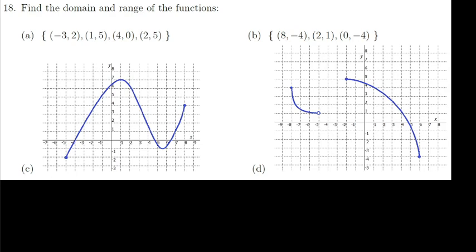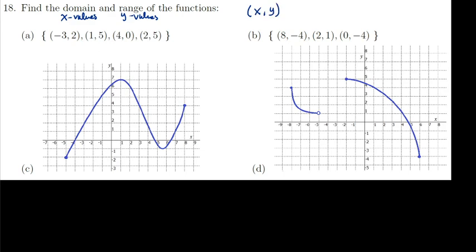Right, number 18, find the domain and range of the following functions. So here we're assuming they're functions, and we just want to find the domain and range. So you have to know what domain is and what range is, right? So domain, we're looking for the x values, the x coordinates, and the range we're looking for the y values, the y coordinates, right? And at least in part A and B, when they're given as x and y, right, x comes first and then y.